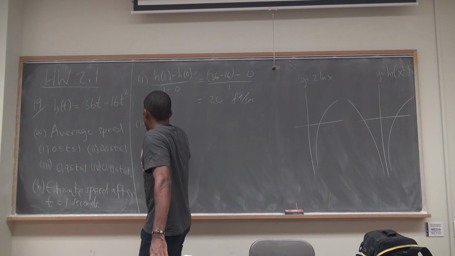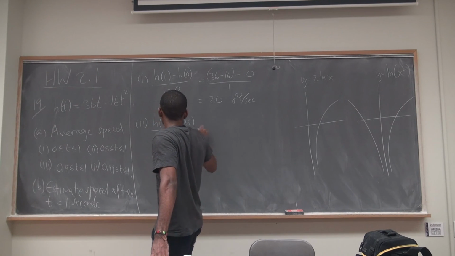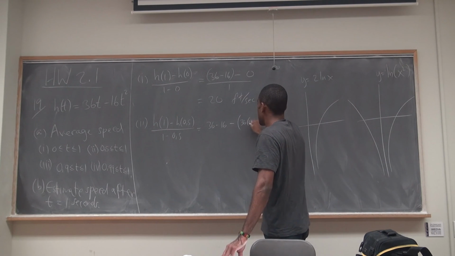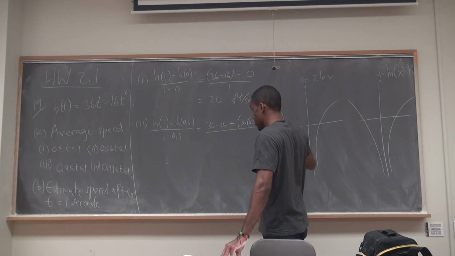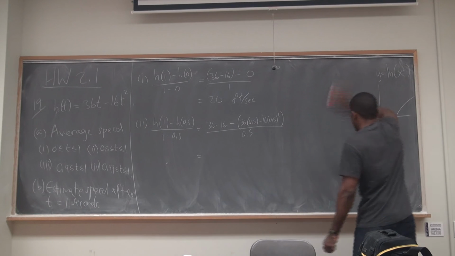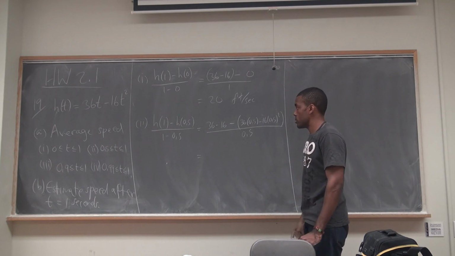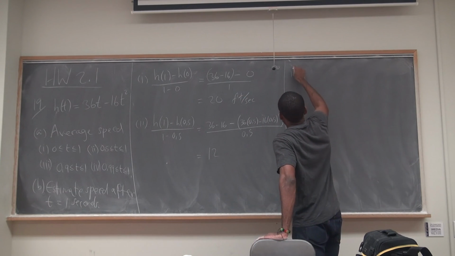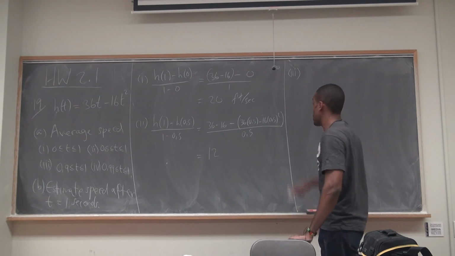2, here I'm going to need h of 1 minus h of 0.5 over 1 minus 0.5. So that's again going to be 36 minus 16 minus, in brackets, 36 times 0.5 minus 16 times 0.5 squared, over 0.5. What's that one? It's 12. The answer is 12. Okay. Because this is like a half, that would be a quarter. And things should cancel out nicely here.